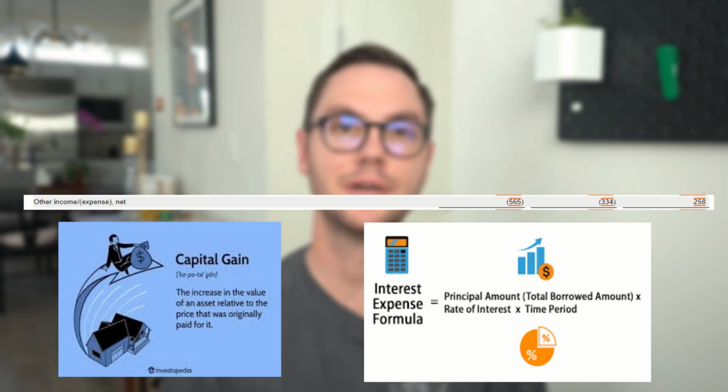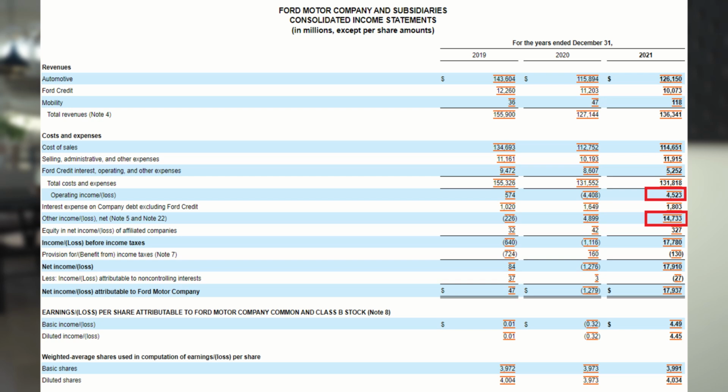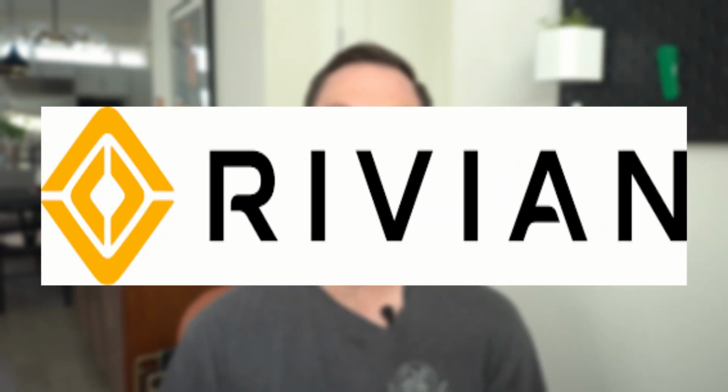company's financials. I'm going to quickly pull up Ford's 10K from 2021. Ford had an operating income of roughly $5 billion, but they had $15 billion of other income. 3 times their operating income was created by something not related to their business operations. What in the world caused this? If you read through their entire financial statement, you will actually discover they held a position in Rivian before the company filed for their IPO.